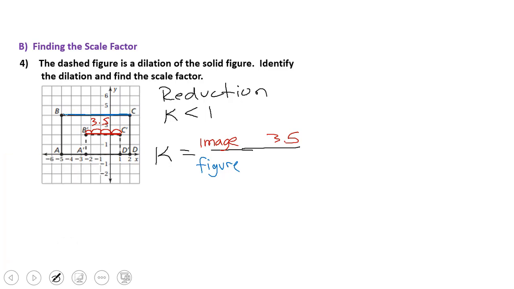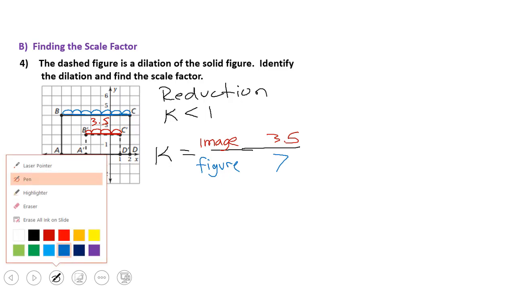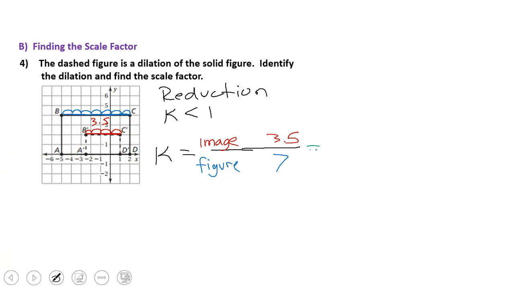That's the original BC. I should have said B prime C prime for the image because that's technically what it's called. And the original image is BC. And when I count that one, 1, 2, 3, 4, 5, 6, oh, that's 7 right there. So 3.5 over 7. Some of you can instantly recognize that as having a scale factor that is equal to 1/2. So our scale factor is 1/2.